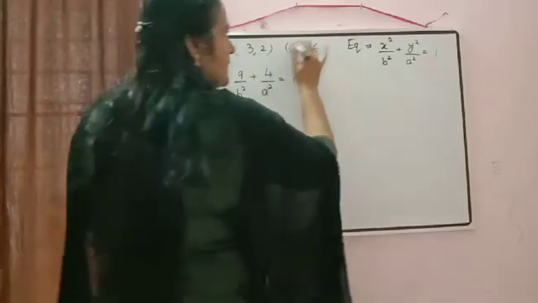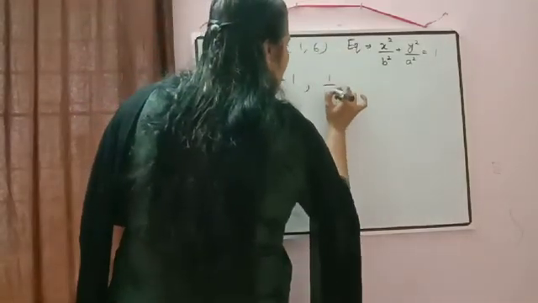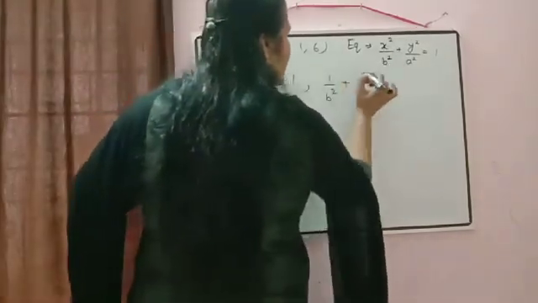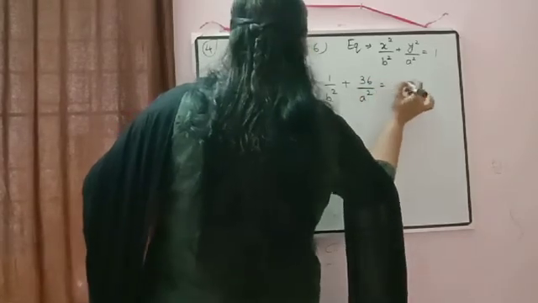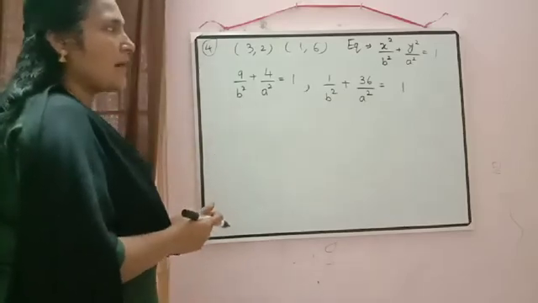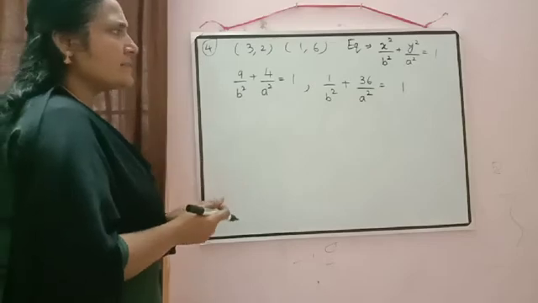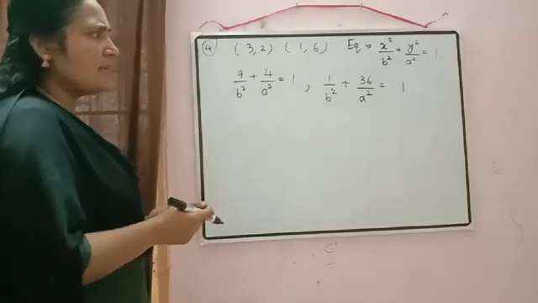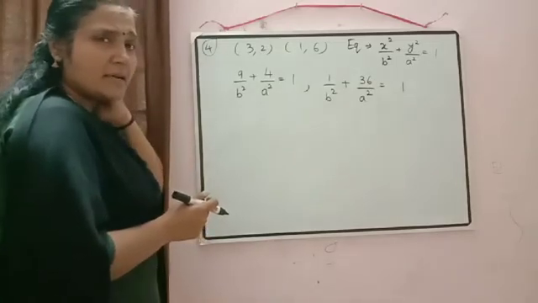Now second equation: it passes through this point also. So in place of x, 1. So we will get here 1 by b square plus, in place of y, 6, so 6 square, 36 by a square is equal to 1. So these are the two equations we have. Now we have to solve these equations. So many methods are there to solve the equations. In that, we can take any easy method. So if it is written in this way, do you remember any method there?